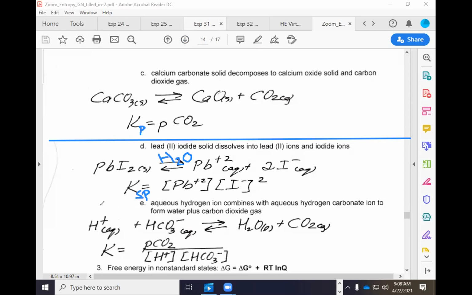So for aqueous hydrogen ion, you have to remember to put the plus charge. Did you remember hydrogen ion is H plus 1? And then hydrogen carbonate, you have to remember that's -1. So this is an acid, this is a base at equilibrium. And so you're going to get water plus carbon dioxide gas. So the gas will be in atmospheres, and then the hydrogen ion and the hydrogen carbonate will be in molarities.